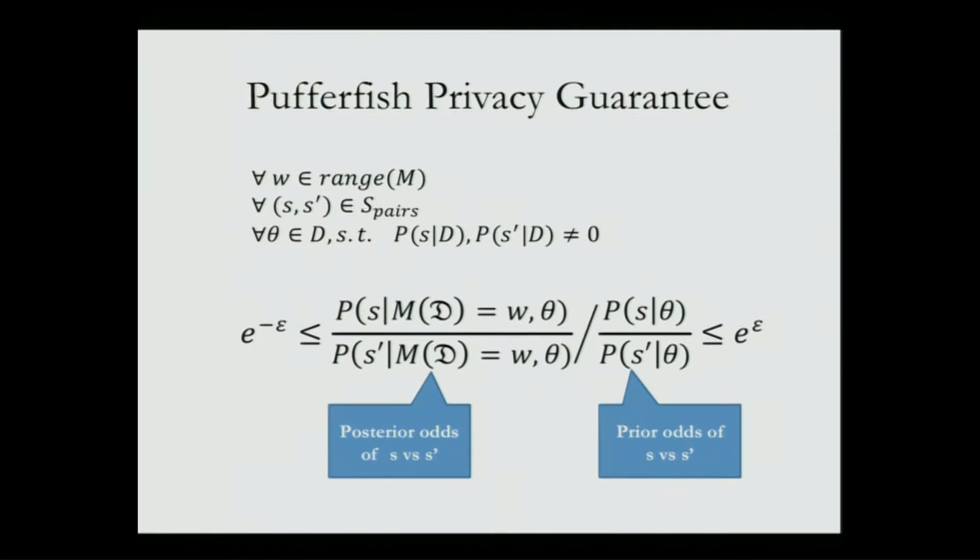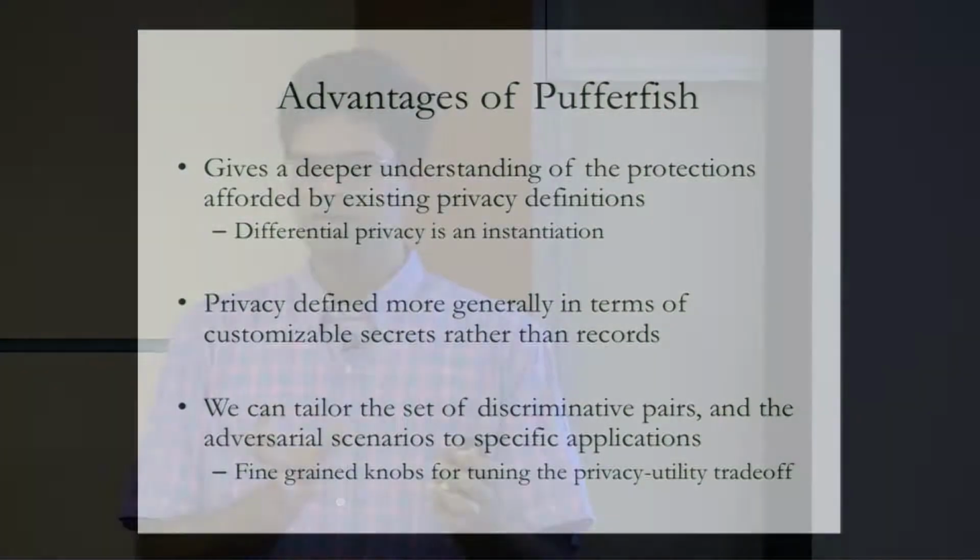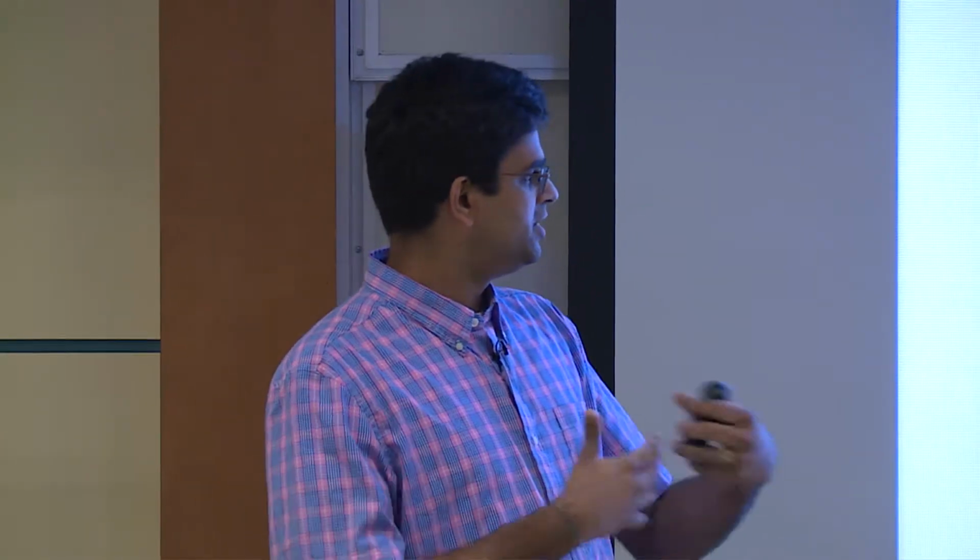Okay? All right. So the advantage here is that it generalizes differential privacy. Differential privacy is an instantiation of that. It allows you to define privacy more generally in terms of secrets rather than just records. So you can extend it to cases where you have multiple tables, and you want to protect different properties of these tables. And you can tailor it to this set of discriminative pairs. And so therefore, you can carefully associate it with the kinds of adversaries and secrets that people care about.